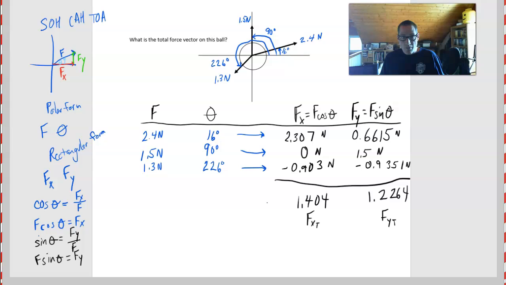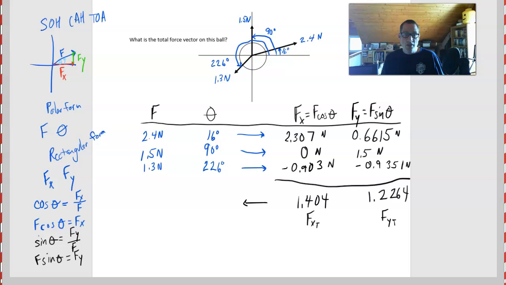And now we're going to go back the other way, and convert it into polar form. It's nice having the x and y components, but we want to know what the total force is and what direction it is. So we're going to go in the reverse direction.